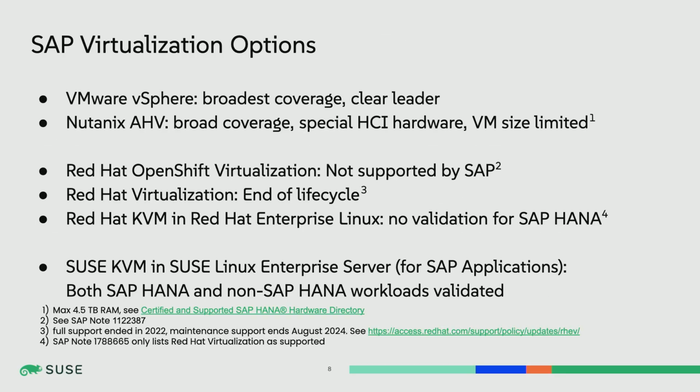The virtualization market has been dominated by VMware in the last years. So what options do we have for virtualizing SAP? Obviously, VMware, I just mentioned, they have really broad coverage in scenarios, and they are a clear leader in the space. We also have Nutanix. They have their own hypervisor, AHV, and also pretty broad coverage. They do need special HCI hardware, and because of that, the VM sizes are limited.